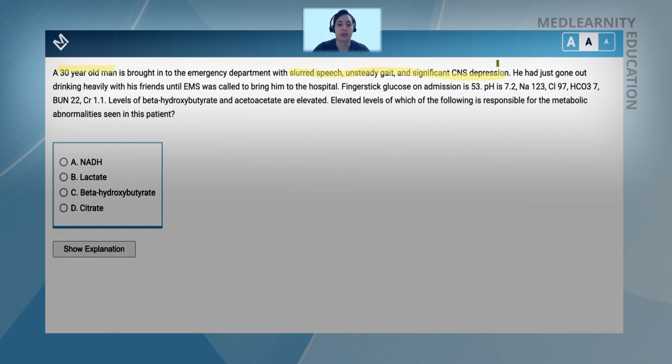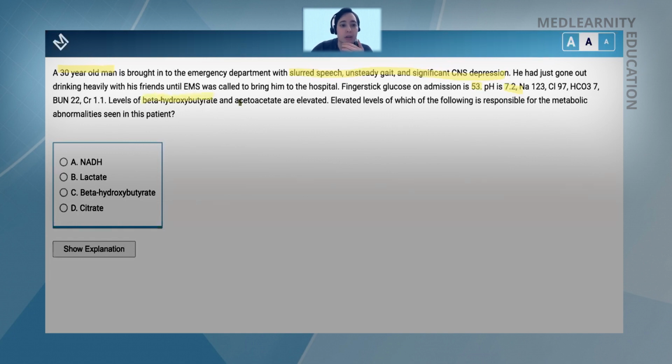So he had just gone out drinking heavily with his friends until EMS was called to bring him into the hospital. So most likely the alcohol was the direct cause of his current symptoms. Finger stick glucose on admission is 53, it's quite low. pH is 7.2, it's also low. Sodium 123, chloride 97, and bicarb 7. BUN 22, creatinine 1.1. So levels of beta hydroxybutyrate and acetoacetate are elevated.